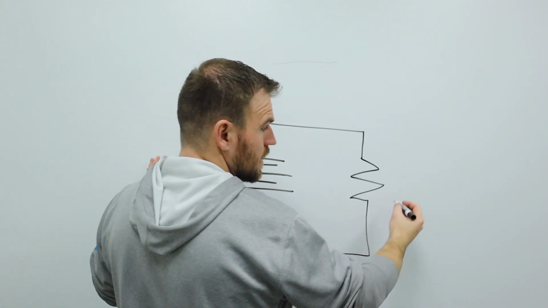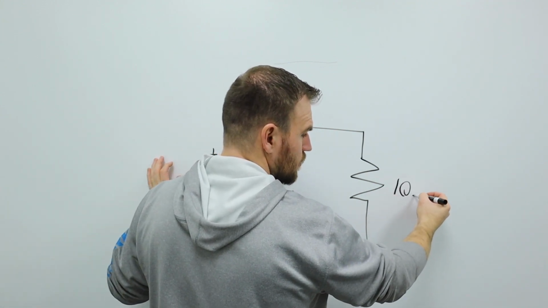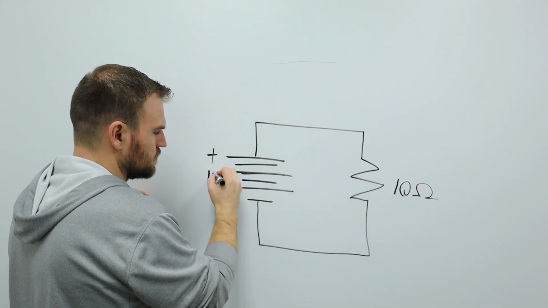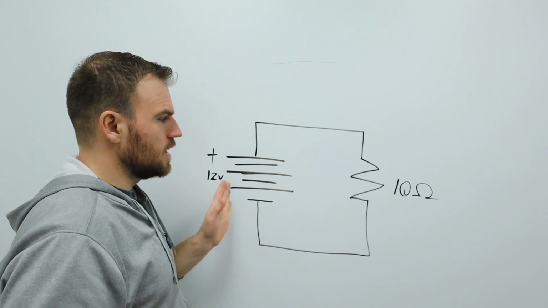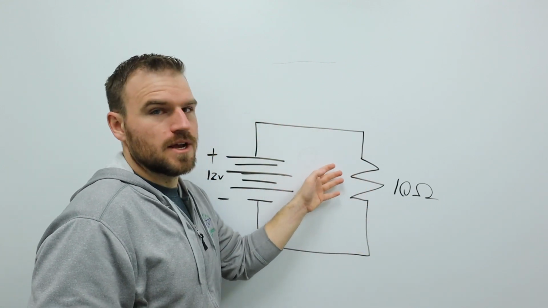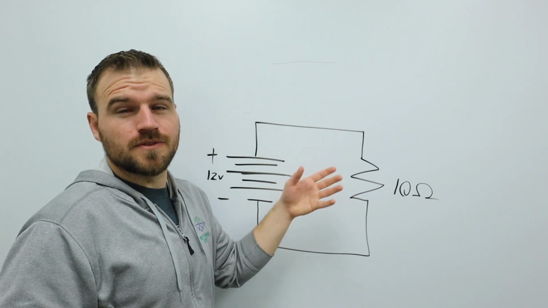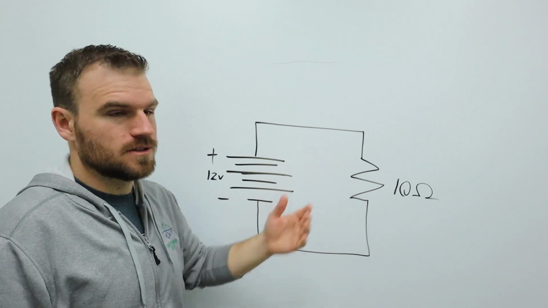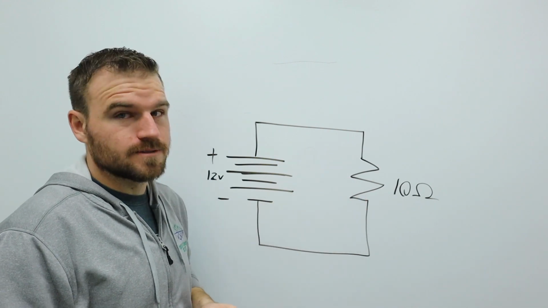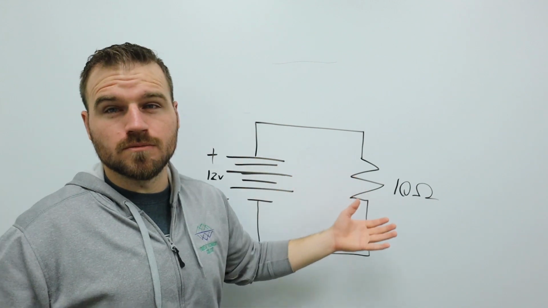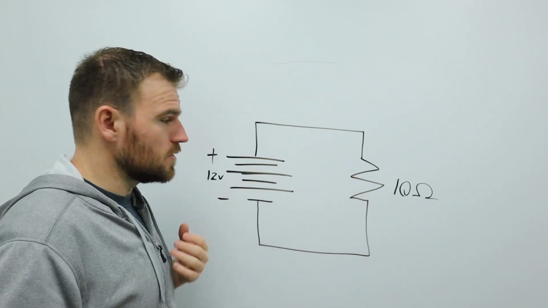So now, if this has 10 ohms on it, but the applied voltage is 12 volts, it's going to take 12 volts to go all the way around this circuit, or to do whatever that resistor wants to do. So if this was a light that took 10 ohms, it would take 12 volts to power that light. Same being said, even if the light was 20 ohms, it would still take 12 volts.